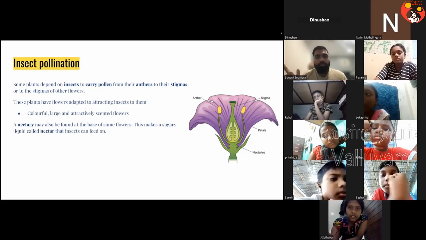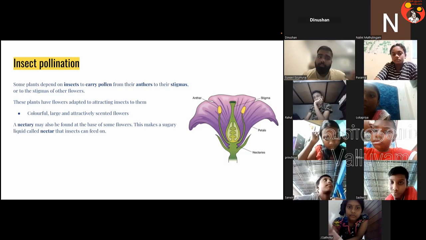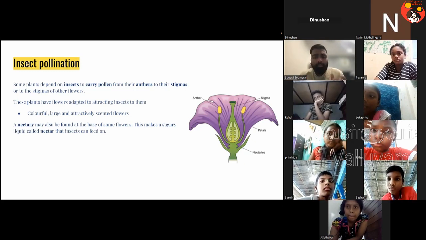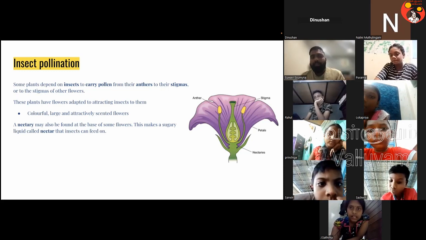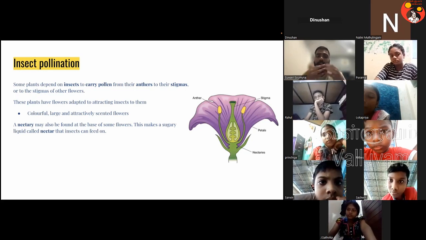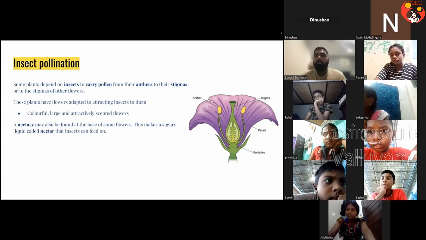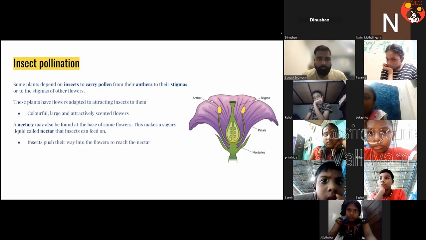A nectary, which Ritishan was referring to a little bit earlier in the class, may also be found at the base of some flowers. A nectary is basically the section at the base of the flower where the nectar that insects can feed on lies, right? So this is essentially a sugary liquid that, again, along with the attractiveness of the flower through its color and its scent, the sugary liquid which insects love to feed on also creates that attraction.